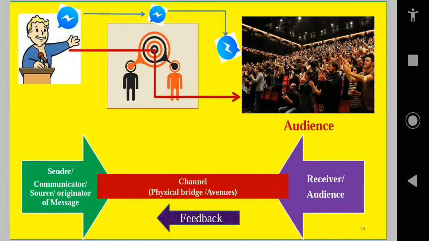Now it is converted into a media system of communication because of the large number of audience or receivers of information, and because of the physical distance of the communicator and the receiver, it is necessary to use different media of communication for rapid transfer of information. Even in interpersonal, face-to-face, word-of-mouth communication, it becomes necessary to use some aids, like your speaker, to make communication more effective. Okay, then the channel is the physical bridge or avenue, and here feedback is coming back.